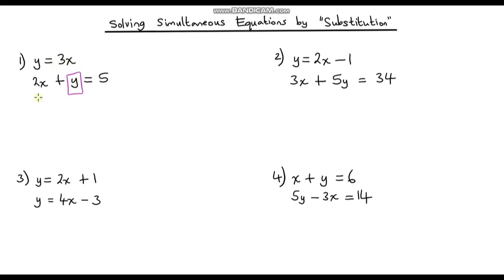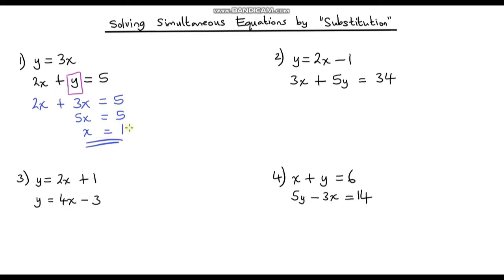So let's rewrite this second equation, and instead of writing y, I'm going to write 3x. So we've got 2x plus 3x. So I've just replaced y with 3x, and that equals 5. And then I can simplify this. 2x plus 3x is 5x. So 5x equals 5, therefore x equals 1. Okay, so I've got my value for x.